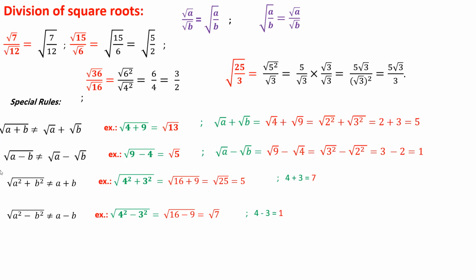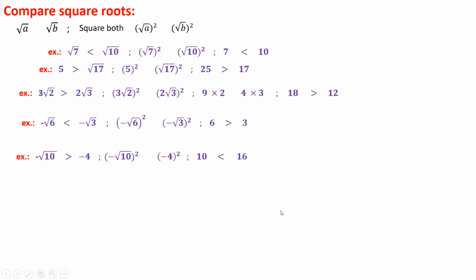Also, radical A minus B is different from radical A minus radical B since I get different answers. Radical A square plus B square, I cannot write it A plus B. Also, look here, I get different answers if I do them. And radical A square minus B square is different from A minus B since I get different answers.